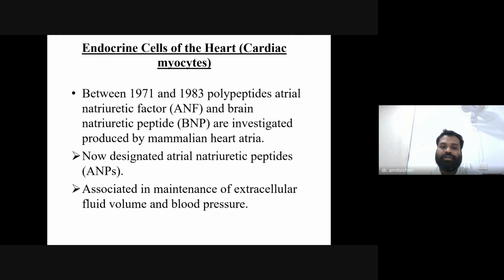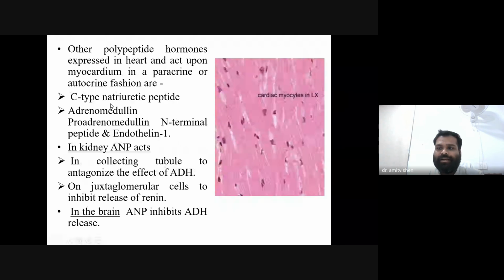Talk about the other polypeptide hormones that are expressed in the heart. These are C-type natriuretic peptide, adrenomedullin, proadrenomedullin N-terminal peptide, and endothelin 1. This endothelin 1 was asked in some exams in some other year: that endothelin 1 is secreted by the heart.